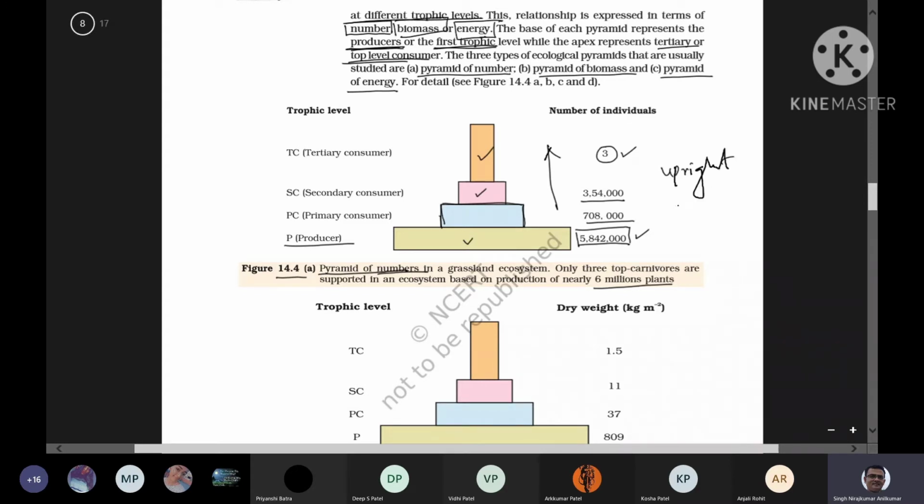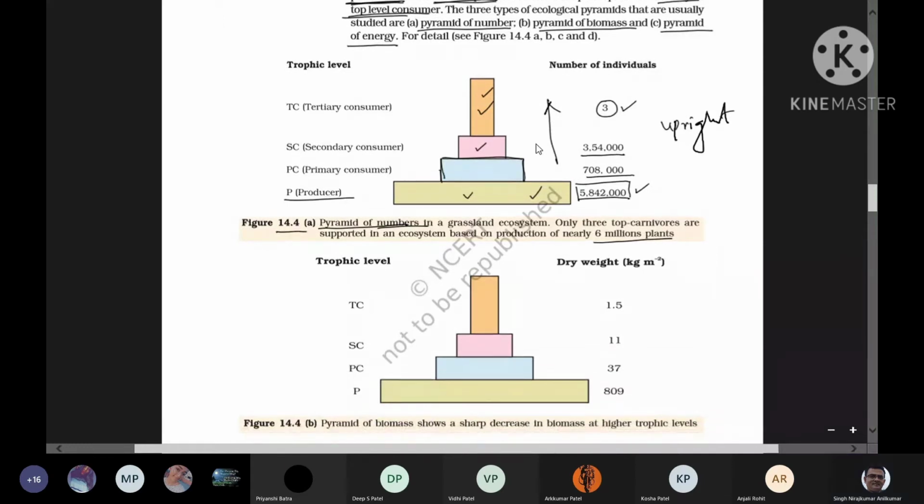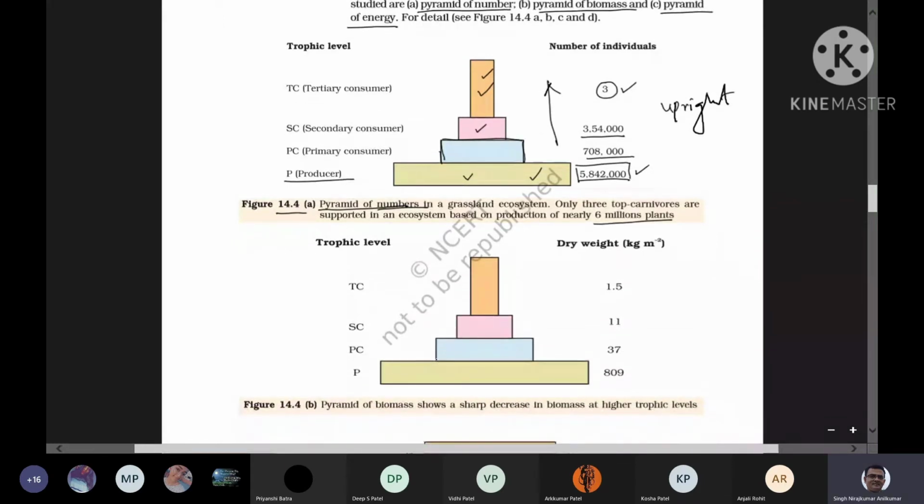This is an upright pyramid, where the base is broader and the apex is narrow. Then the second pyramid shown here is the pyramid of biomass. In any ecosystem, say the grassland ecosystem, if you consider the biomass of these 6 million plants, the biomass would be approximately 809 kg per meter square.